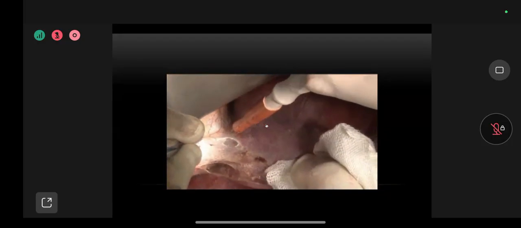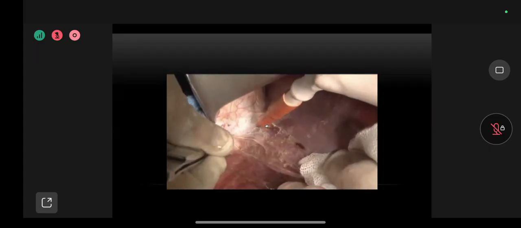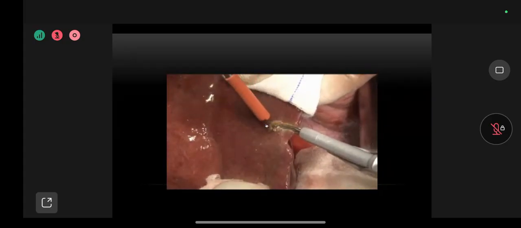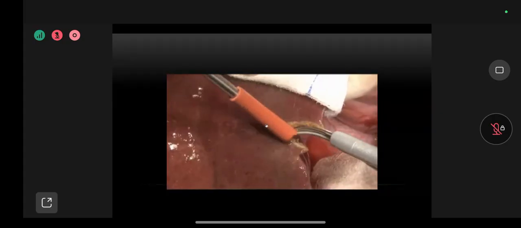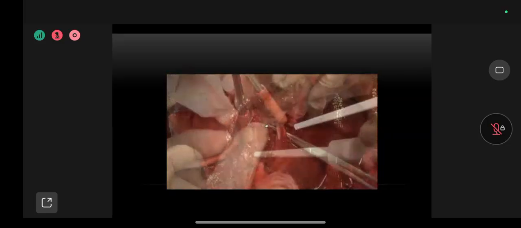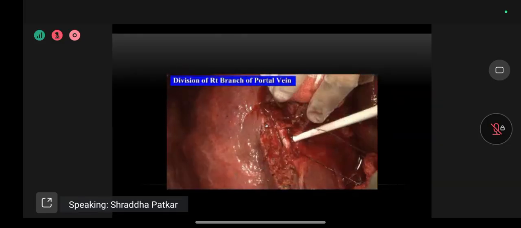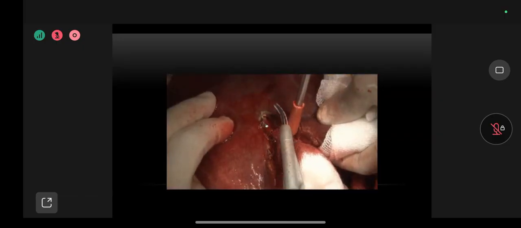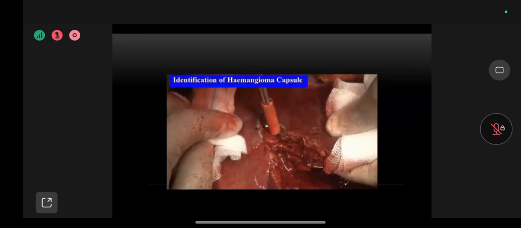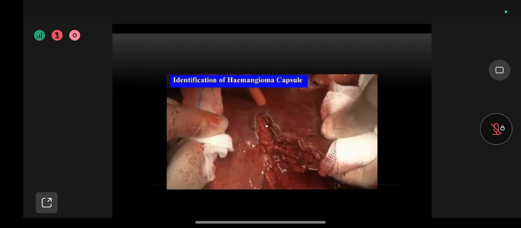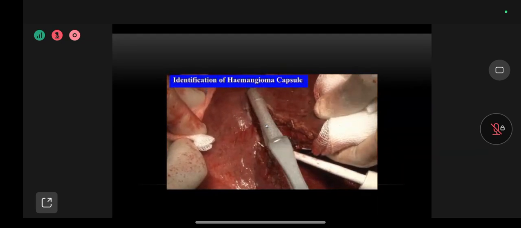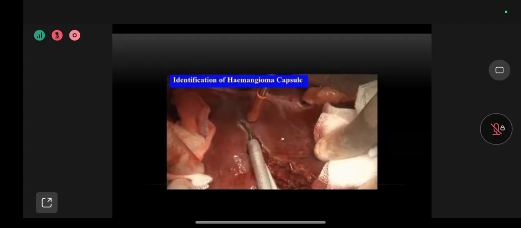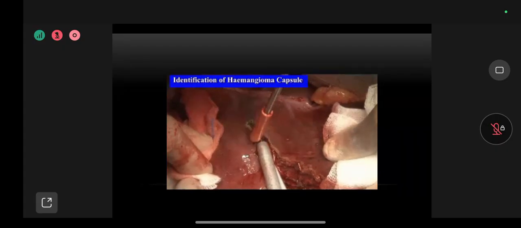You need to identify that pseudocapsule, and once you identify it, a little bit of blunt dissection helps to enucleate the tumor. These are not malignant tumors, but sometimes you may need to take the inflow just to decrease the blood supply. And as you go transecting, you will realize that the hemangioma becomes actually very soft, and what was a huge 20 centimeter one by the end of surgery is actually a small 5 centimeter lesion which we remove. This is the capsule which we aim to identify.